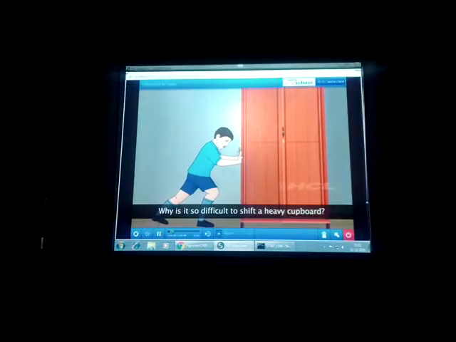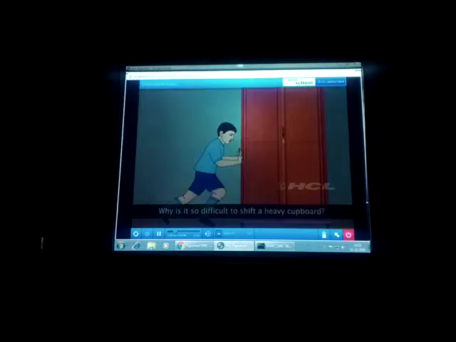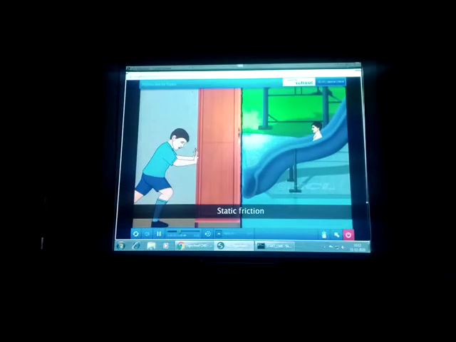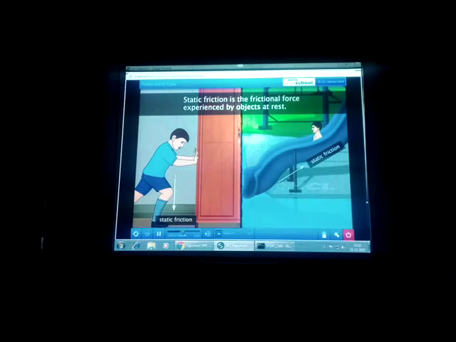Why is it so difficult to shift a heavy cupboard? Why isn't this boy sliding down? The answer is static friction. Static friction is the frictional force experienced by objects at rest.